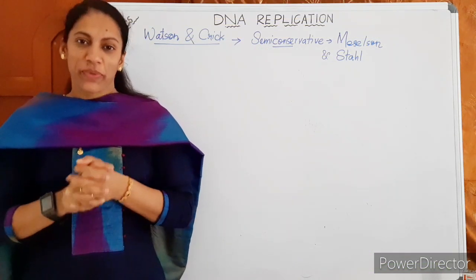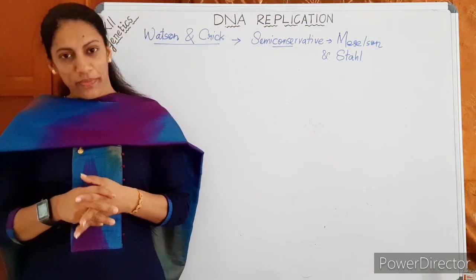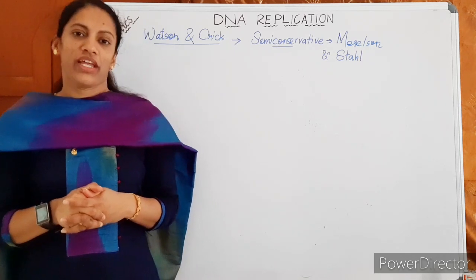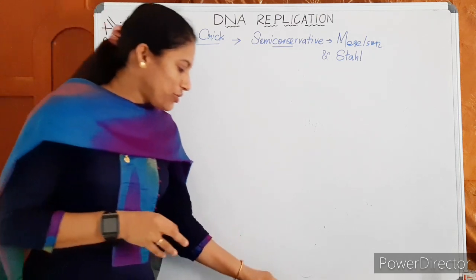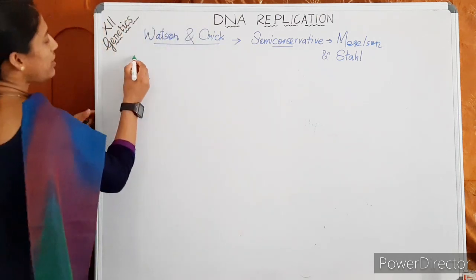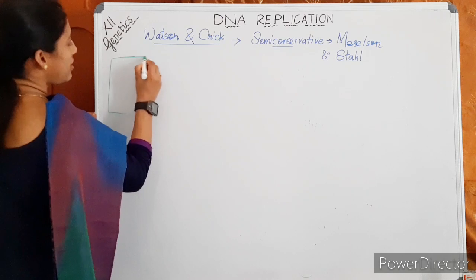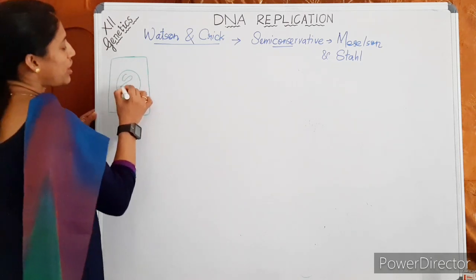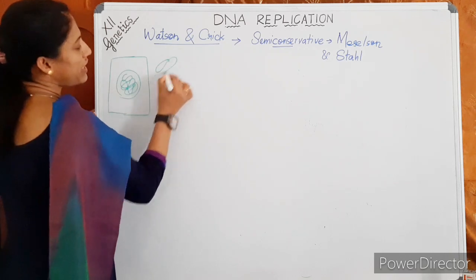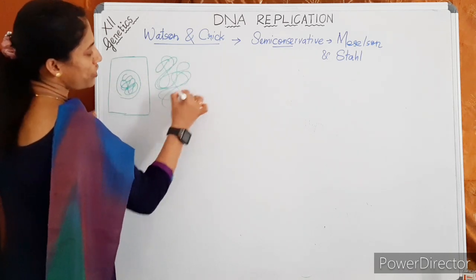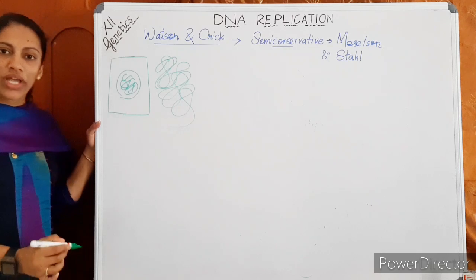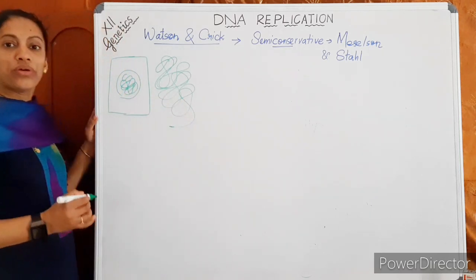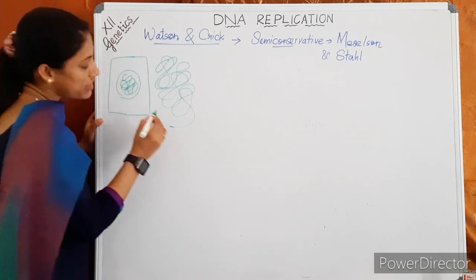We have discussed the experimental proof of DNA replication, and today we discuss the mechanism of DNA replication. Within a human cell, inside the nucleus, around 2.2 meters of DNA is present.